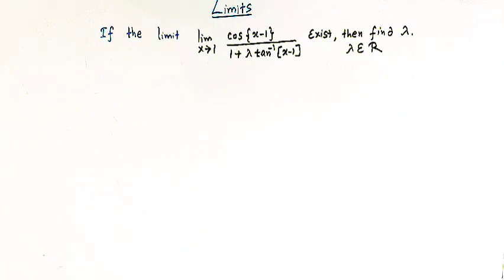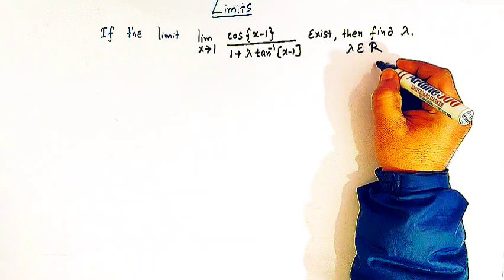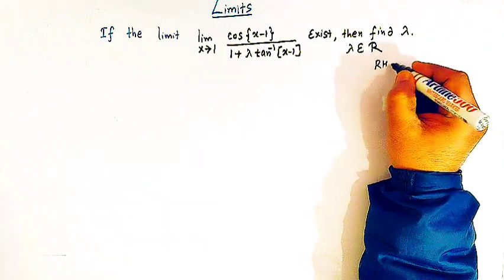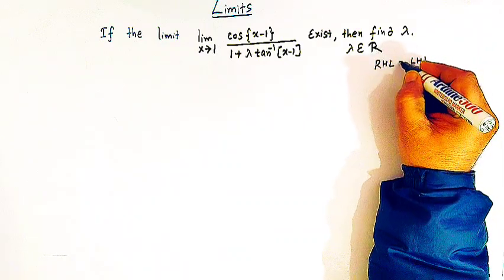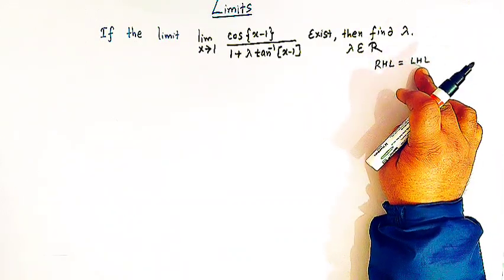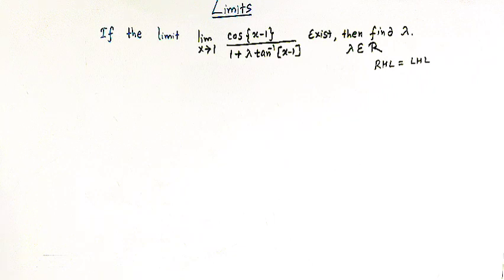So in this problem, we'll first find the right hand limit and then the left hand limit, and then we'll equate both the limits to form an equation in lambda, and then we can solve that equation to get the value of lambda. So let us start.